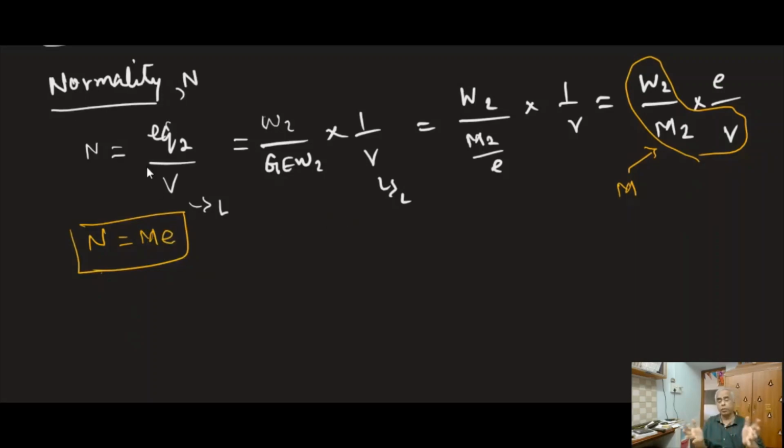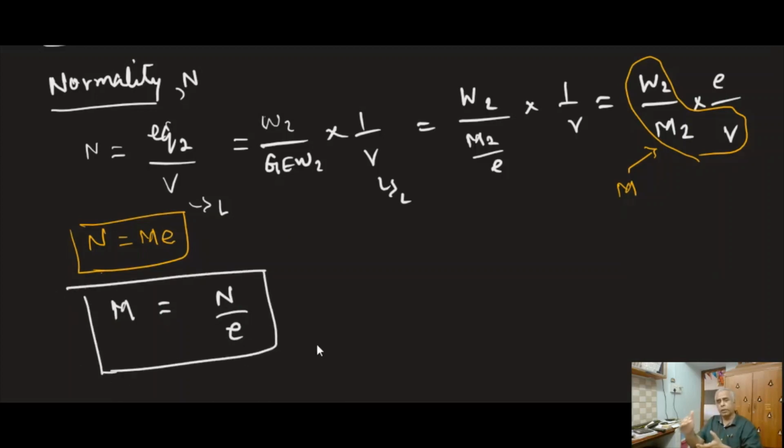So now we are able to establish the relationship between normality and molarity. Therefore, what is molarity in terms of normality? Molarity is equal to normality divided by E. That's all.